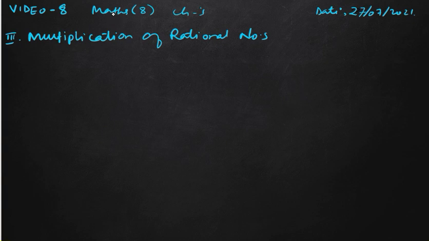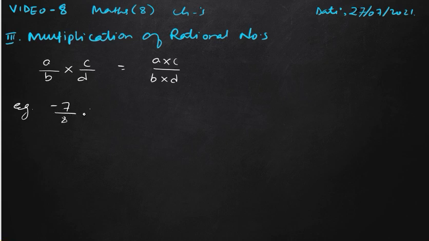So how do we multiply two rational numbers? You need to remember, suppose we have a rational number a by b and another rational number c by d. When you multiply them, the numerator is multiplied to the numerator and the denominator is multiplied to the denominator, that is, a is multiplied to c and b is multiplied to d. If we take an example, suppose minus 7 by 8 into 3 by 5, you can check example number 1 on page number 16, and proceed with the solution in that way.